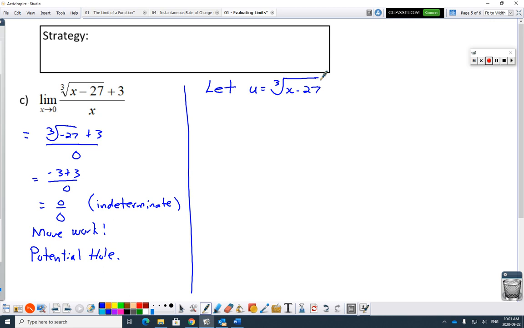Instead of every time I see cube root of x minus 27, I'm just going to write the letter u. If that feels like cheating, it's okay. I'm going to close all the potential cheating holes here. After doing that, I'm also going to have to replace this x down there, so I'm going to solve for x in this. So the cube root becomes u cubed.